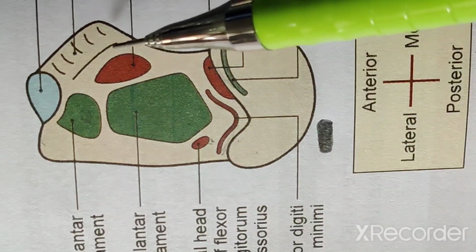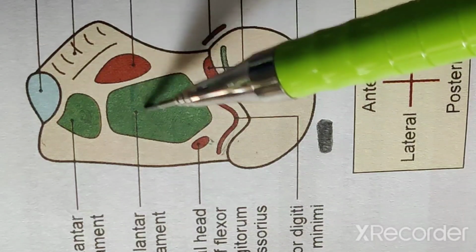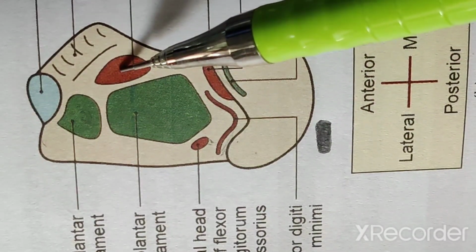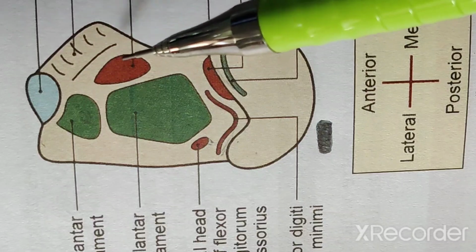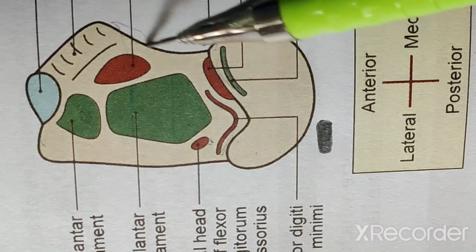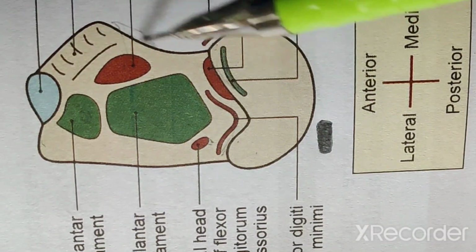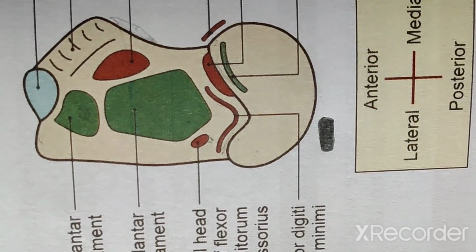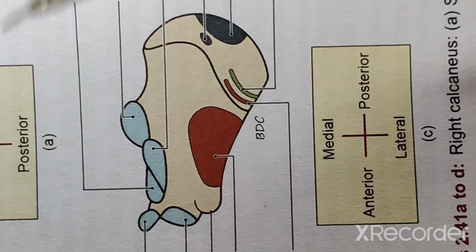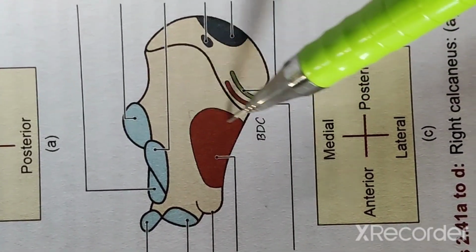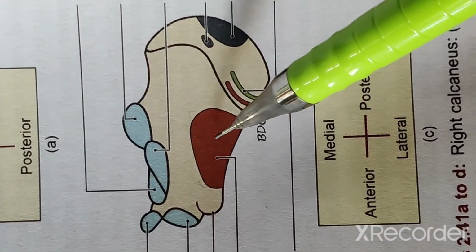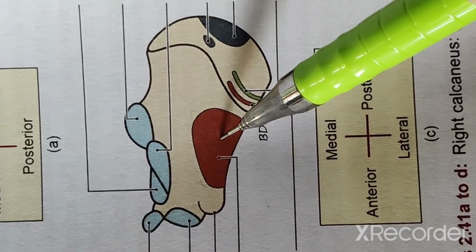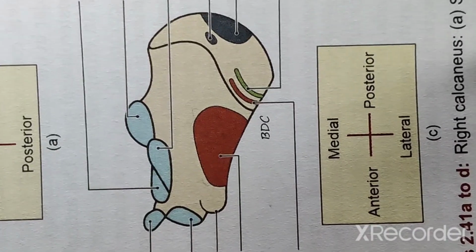Then just anterior to the attachment of long plantar ligament, we have the origin of medial head of flexor digitorum accessorius, which is continued on the medial concave area on the medial surface of calcaneum. So on this medial concave area below the sustentaculum tali, this is the origin of the medial head of flexor digitorum accessorius muscle.